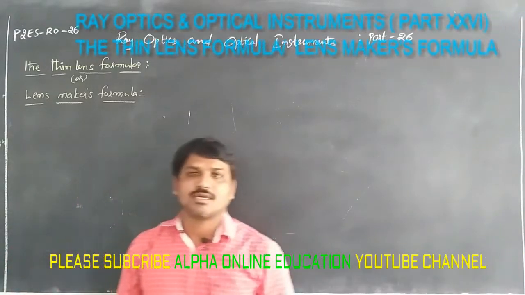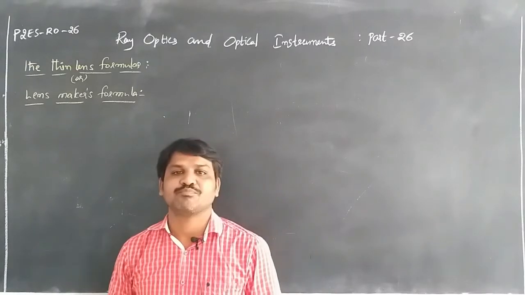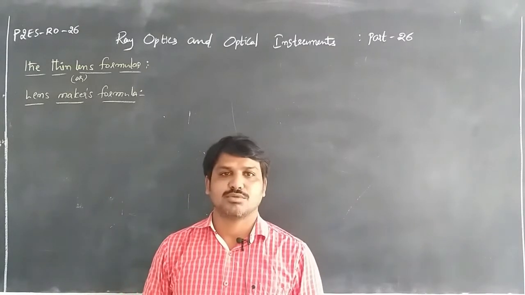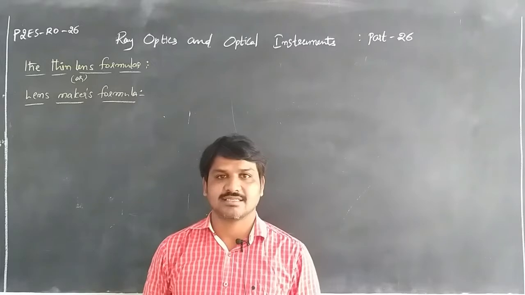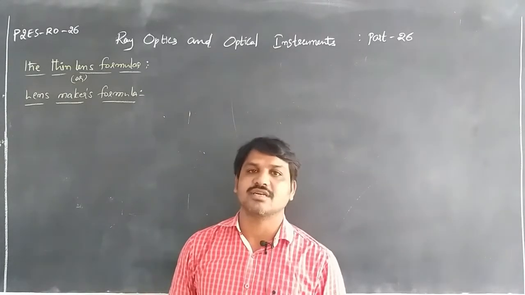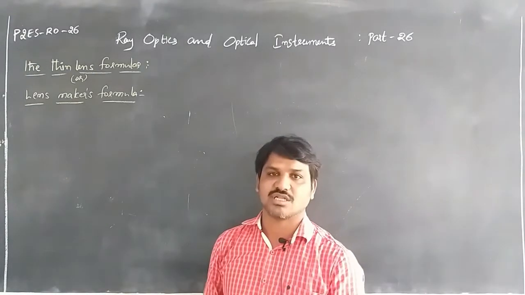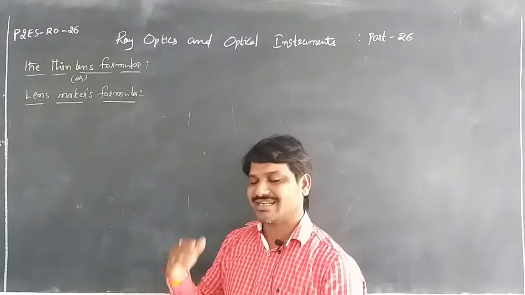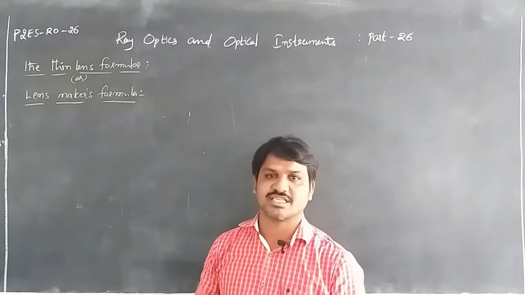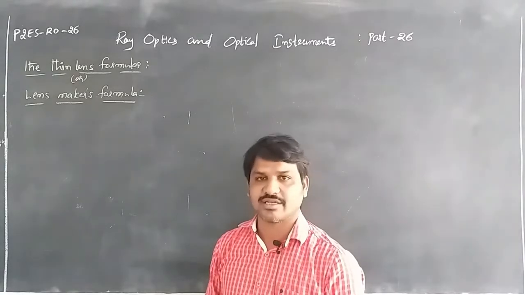Thin lens formula, or lens maker's formula. Here we have already discussed the different types of lenses, that is convex, called converging lens, and concave, diverging lens. We have also discussed the formation of the image by these lenses, the types of lenses, and where the object is placed, then what the image formation is from the convex or concave lenses.